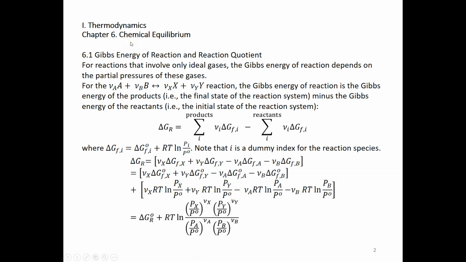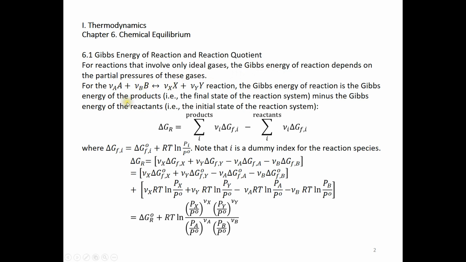Chapter 6, Chemical Equilibrium, Section 6.1, Gibbs energy of reaction and reaction quotient. For reactions that involve only ideal gases, the Gibbs energy of reaction depends on the partial pressures of these gases.